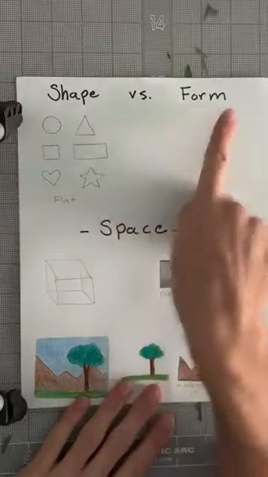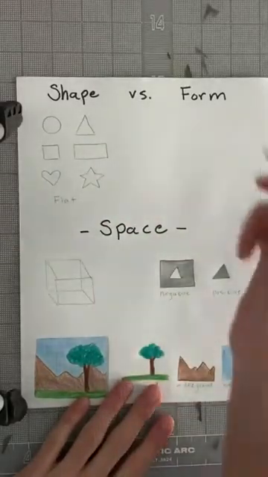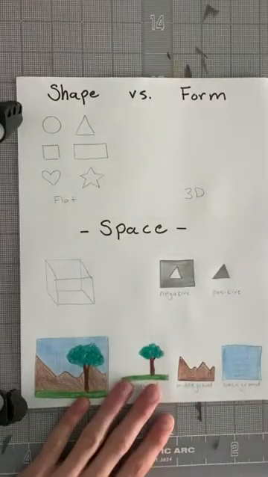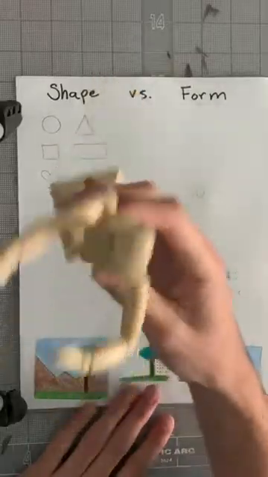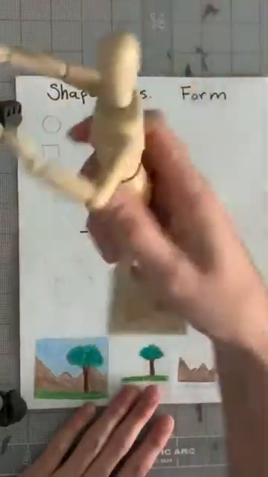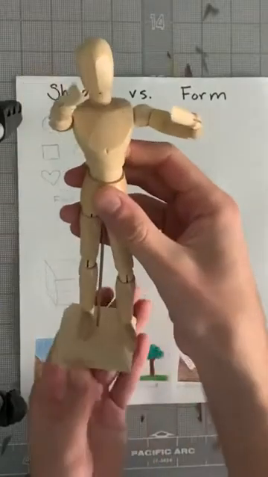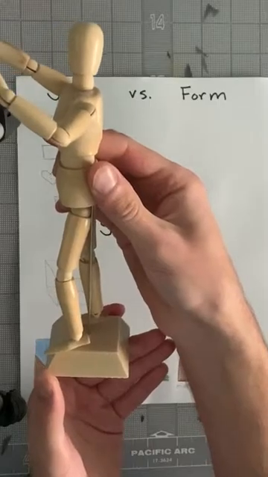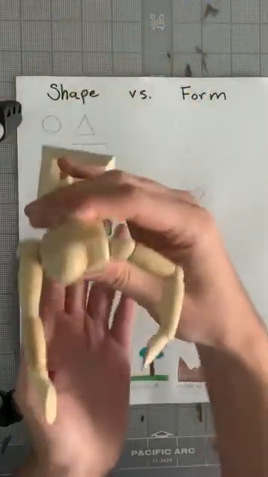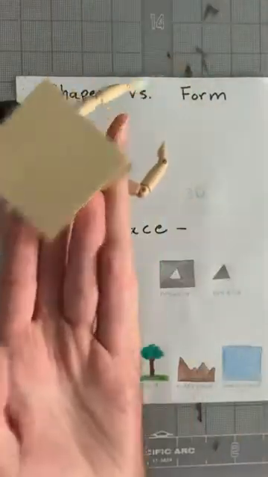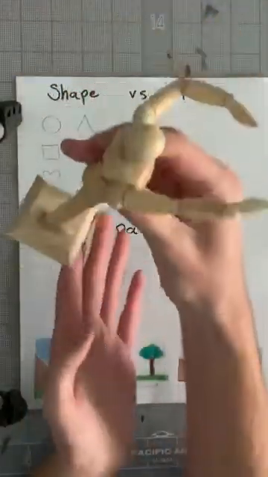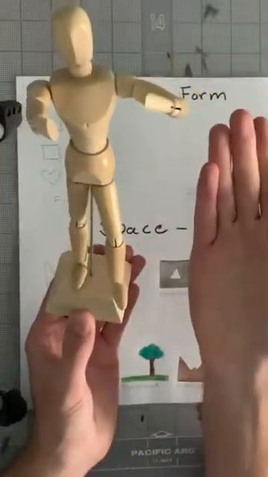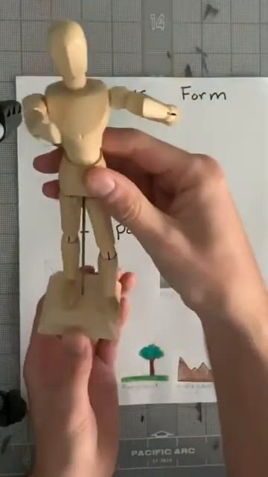Now, shape versus form. If a shape is flat, then a form is not flat. Form is 3D. It's three-dimensional. And what that means is I can actually hold it in my hand, and then I can turn it around and see all the different sides of it. So I have this little guy right here, and he has a front side, he has a right side and a left side, he has a top, he has an underneath, and he even has a back, and he has a corner. He's got all these different angles and sides to him because he is three-dimensional. He is what we call a form.